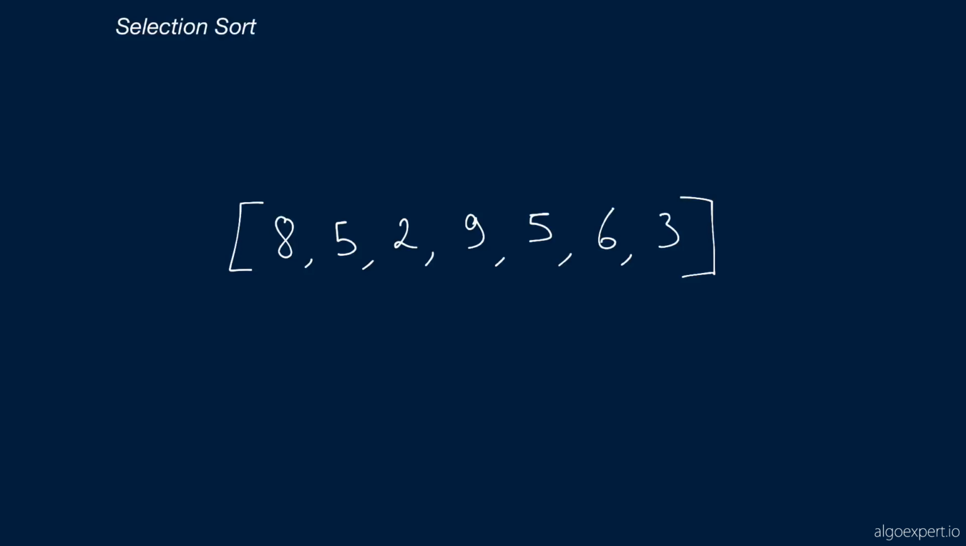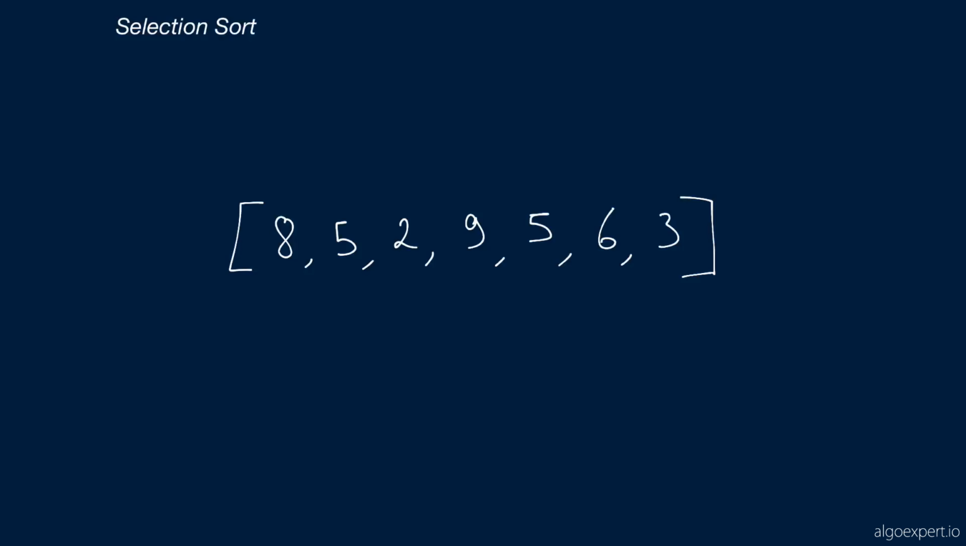How does it work? Well, basically you're given a list of numbers, right? Here we've got 8, 5, 2, 9, 5, 6, 3. And the way we're going to sort this list of numbers is by dividing it into two separate lists within that list. We're not going to be creating new arrays, but within this list, we're going to have one sublist that represents unsorted numbers and one sublist that represents sorted numbers.